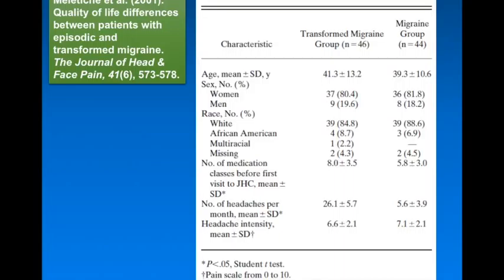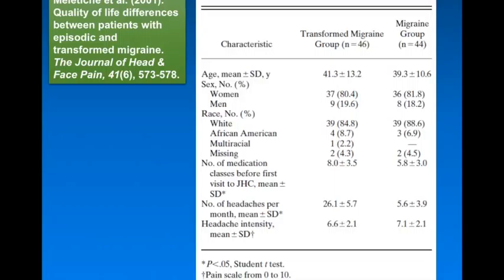So let's look at age. For those in the transform migraine group, you can see that was a 41.3 plus or minus 13.2. And in the regular migraine group, their age was 39.3 plus or minus 10.6. How would we know if the test that they performed for significance found that this difference was significant? Well, it shows that a p of less than 0.05 in the footnotes has an asterisk next to the variable name. So age doesn't have that asterisk, so it is not significantly different.